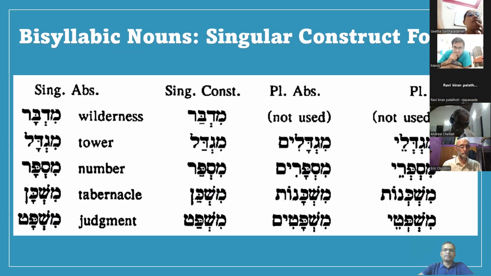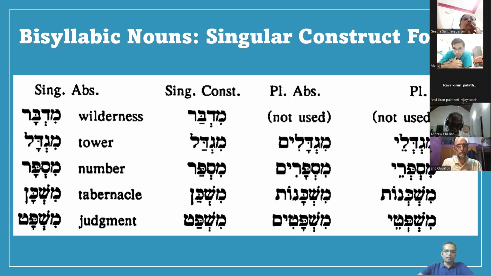Midbar, mikbar, mikdal, mispar, mishkan, mishpat. Both the syllables are closed syllables. If you see in this case, the second syllable is carrying a long vowel. The first syllable is not carrying a long vowel. So that long vowel is being reduced into a short vowel.